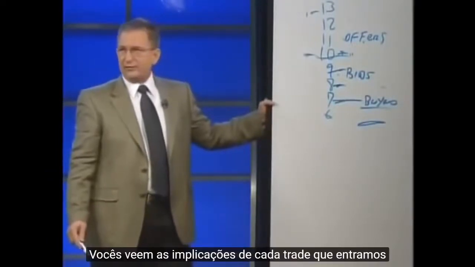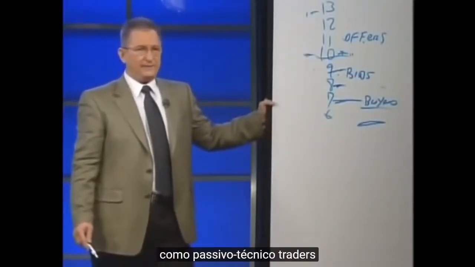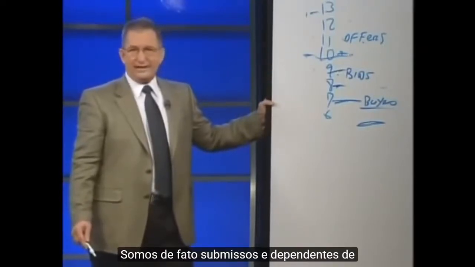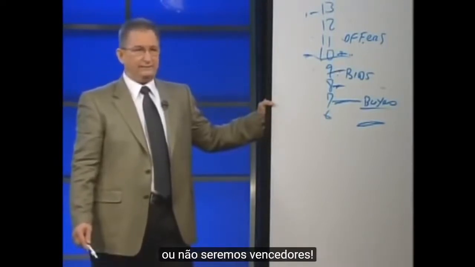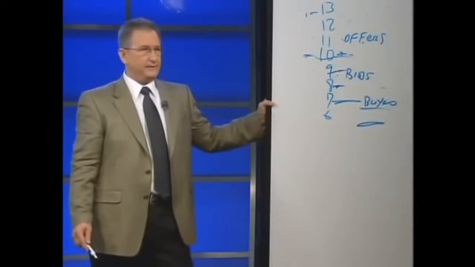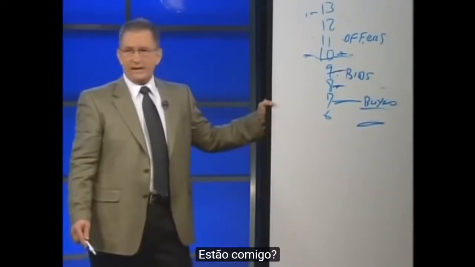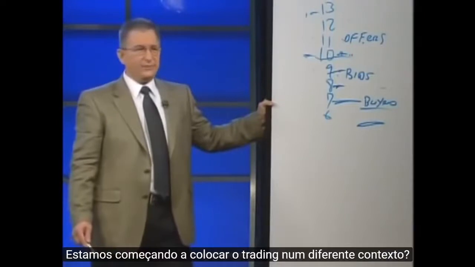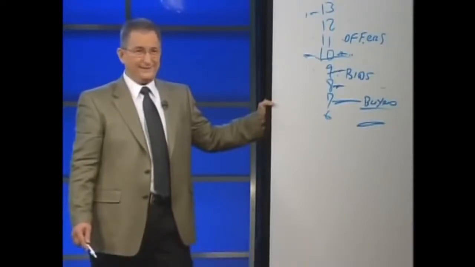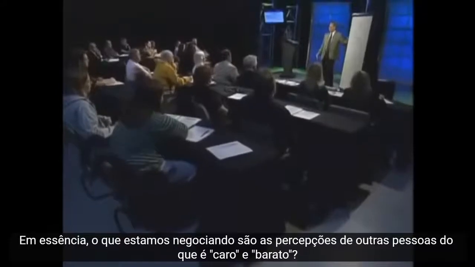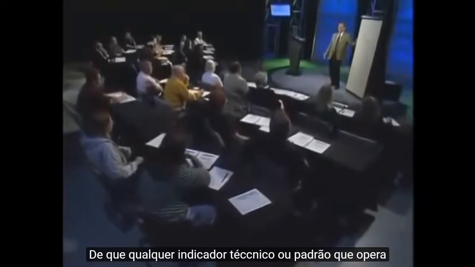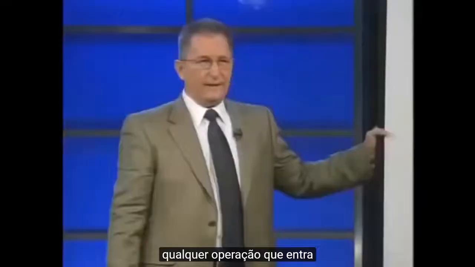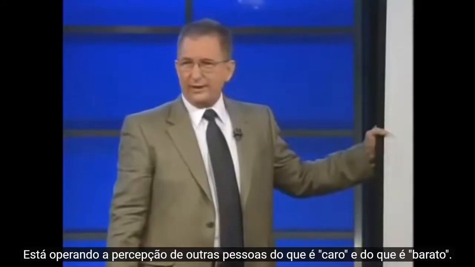You see, the implications are that with every single trade we put on as passive technical traders, we are in fact obliged and dependent on other people who are willing to do something at a worse price than what we did it at, or we won't be a winner. Are you guys following me on this? Is it starting to put the idea of trading into a different context? In essence, what you're really trading is other people's perception of what is high and what is low. Any technical indicator, any price pattern that you might trade, any trade that you put on, you are basically trading other people's perceptions of what is high and what is low.